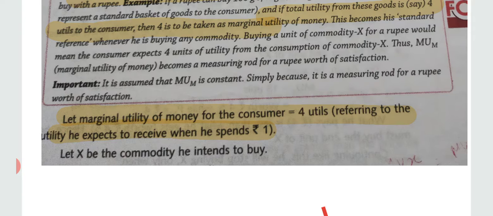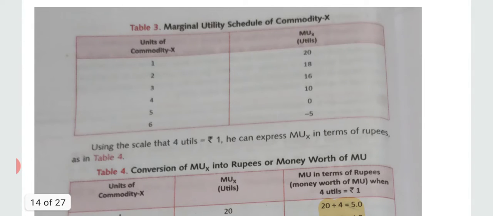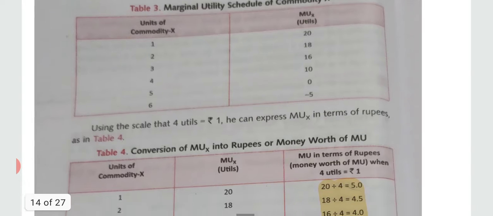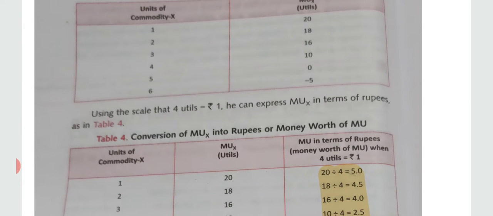Let me explain you with the help of a table and diagram. Now look at this table. There are given 6 units of the commodity. So how many units of the commodity will the consumer purchase in order to be in the equilibrium condition? Now here is given marginal utility of money in terms of utils. First we will convert that into the marginal utility of money in rupees.